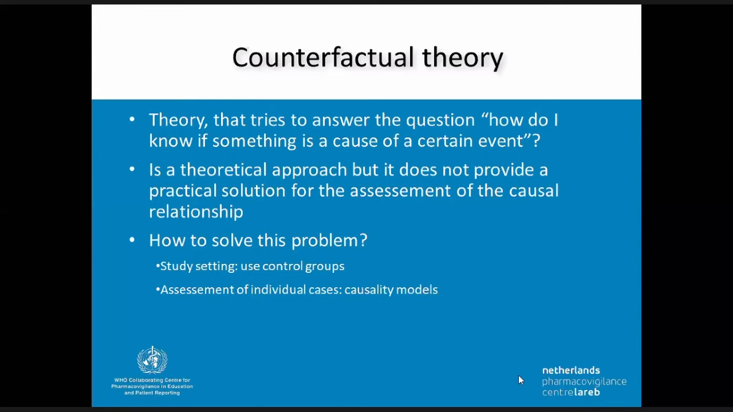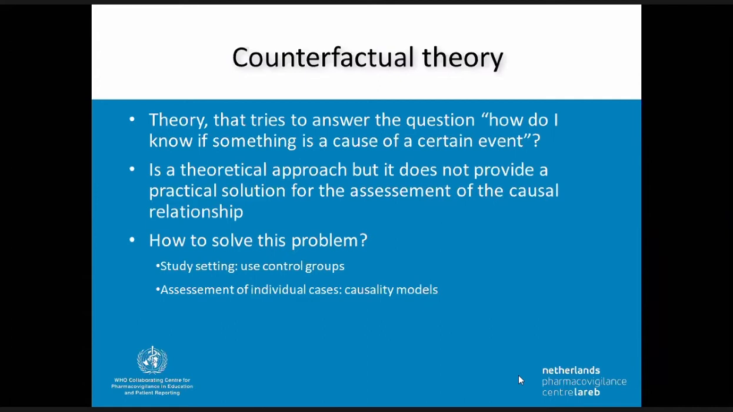And so in terms of when you're given a drug, how do you know that the drug is what has caused what you're seeing? Okay, so it's a theoretical approach, but it doesn't provide a practical solution for the assessment of the causal relationship. So how do you solve this problem?